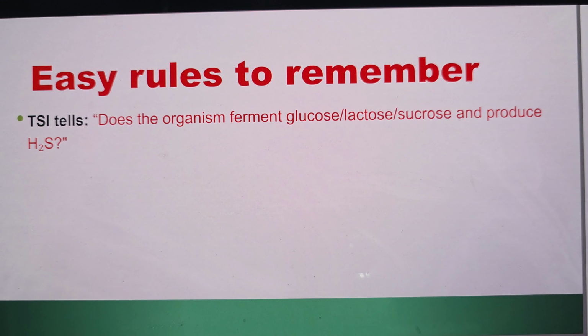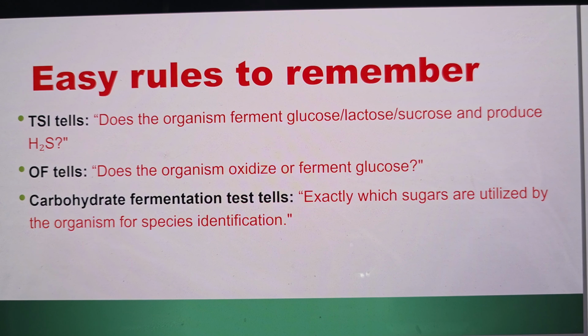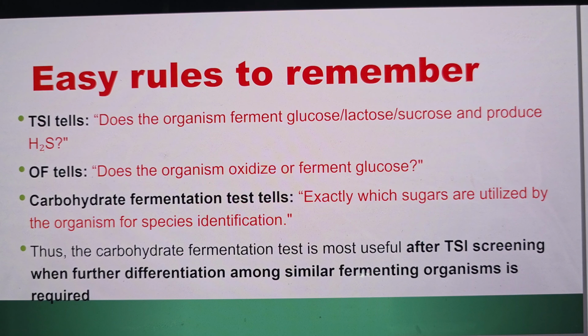Easy rules to remember. TSI tells whether the organism ferments glucose, lactose or sucrose and produces H2S. OF tells mainly whether the organism oxidizes or ferments glucose. The carbohydrate fermentation test tells exactly which sugars are utilized by the organism for species identification. Thus, the carbohydrate fermentation test is most useful after TSI screening when further differentiation among similar fermenting organisms is required.